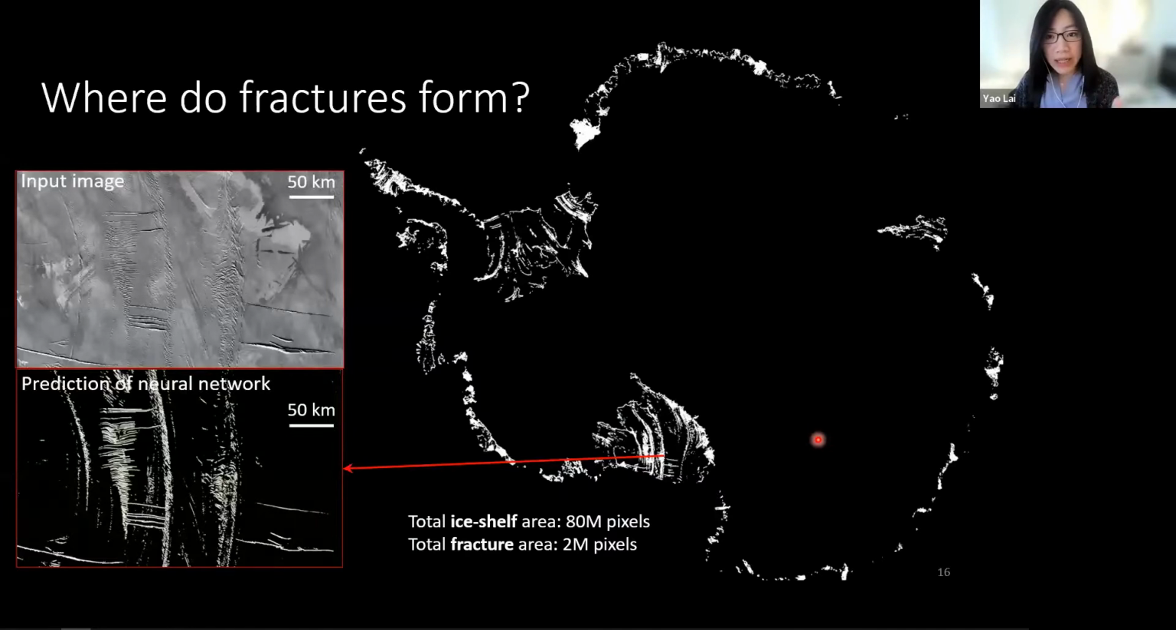And next, we can apply this neural network to detect fracture locations across the entire continent. So here, roughly 2 million pixels out of a total of 80 million pixels of the ice shelf areas are identified as fractures, and it's marked in white color here. And here is another close view example. The fracture patterns are marked in white color. So now we can use this fracture location map as an observational benchmark to compare with our model.